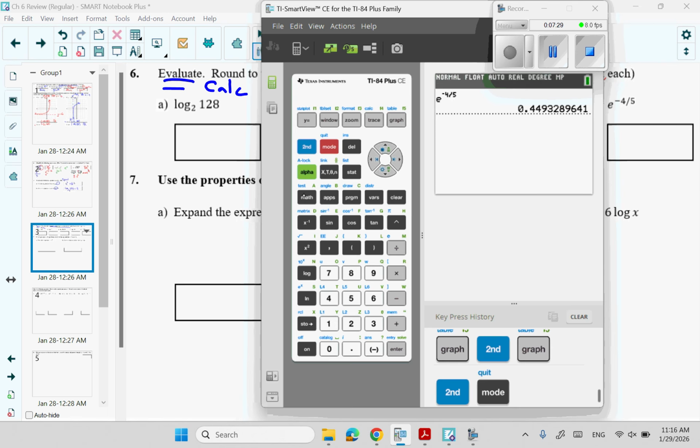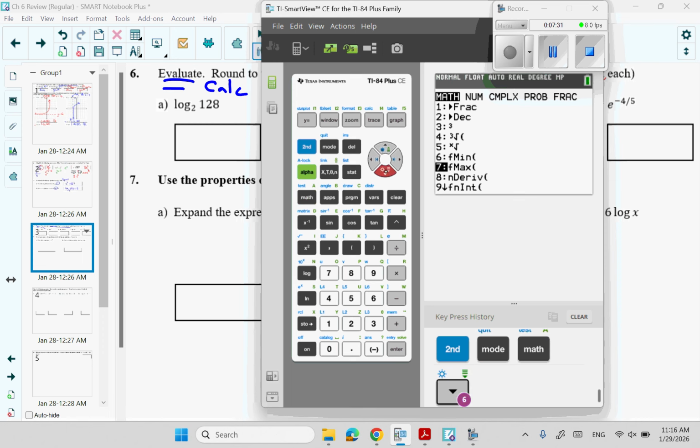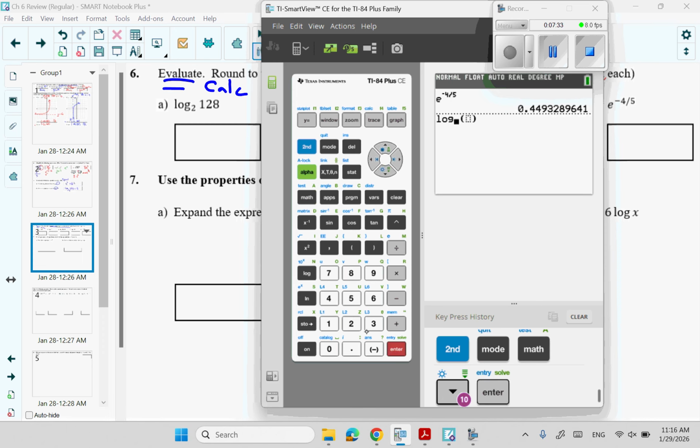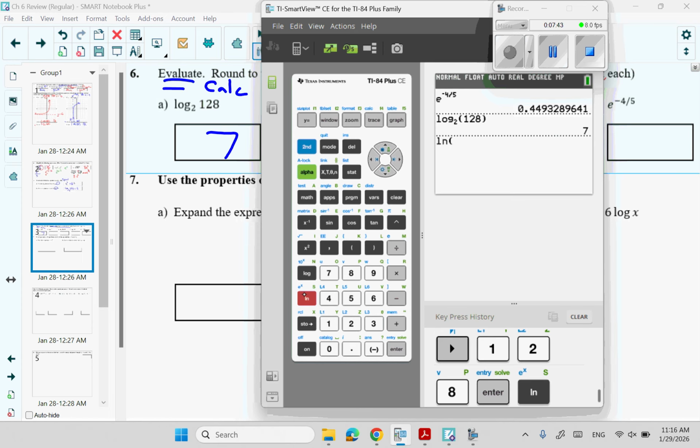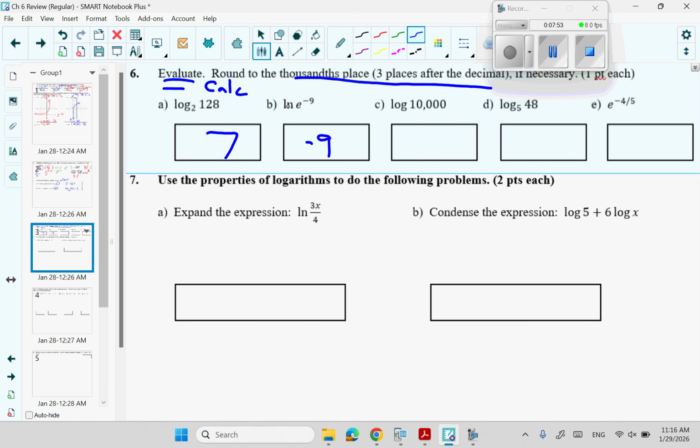It's going to be math A. Log base 2 of 128. And we get 7. Letter B, natural log of e to the negative 9. Natural log, e is second natural log. So negative 9 is the exponent. We get negative 9, which makes sense because natural log and e undo each other.